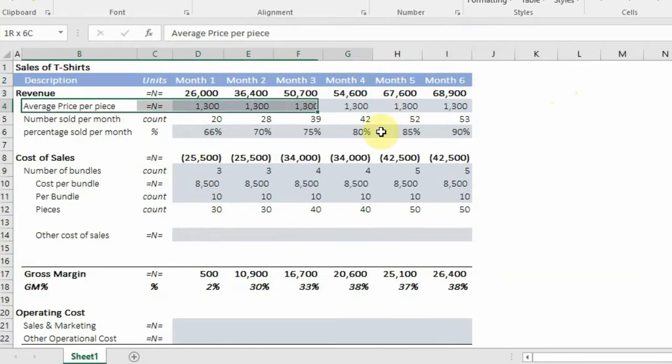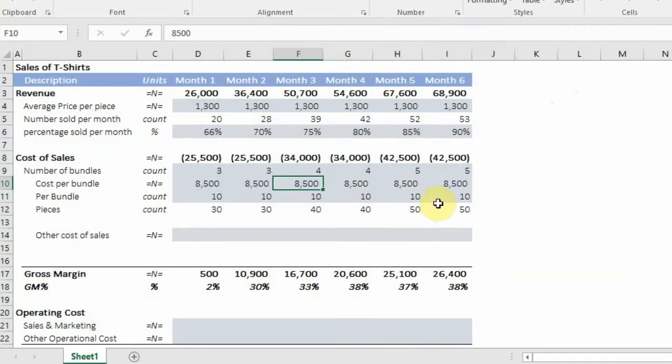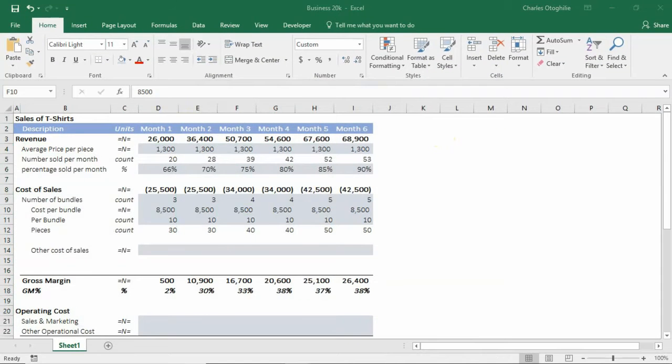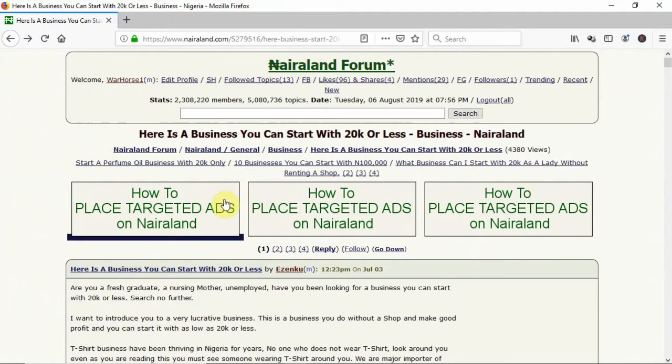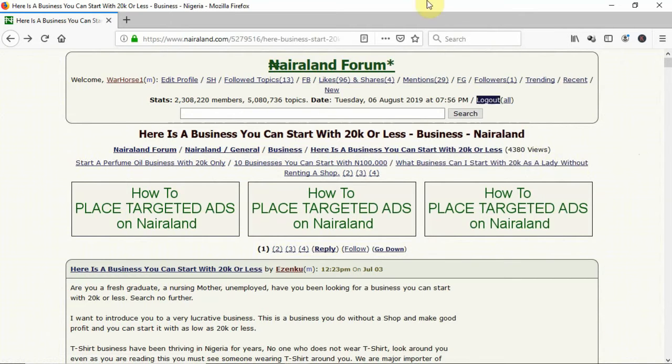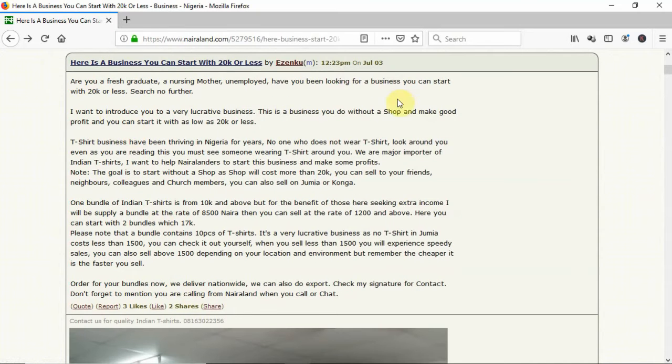The financial model that you see here was actually driven by the content of a site that I stumbled on. It was a Nigerian forum, and it was looking at this title. It says that here is a business you can start with 20k or less. Business Nairaland, nairaland.com, and then the proposal was spelled out here.